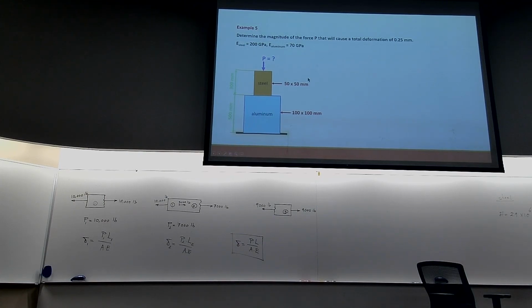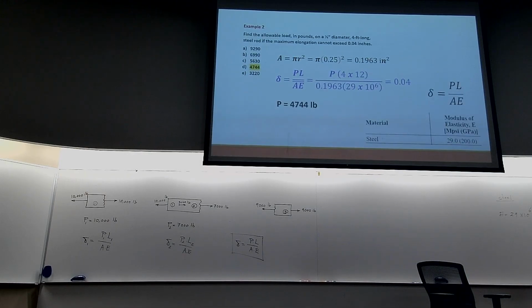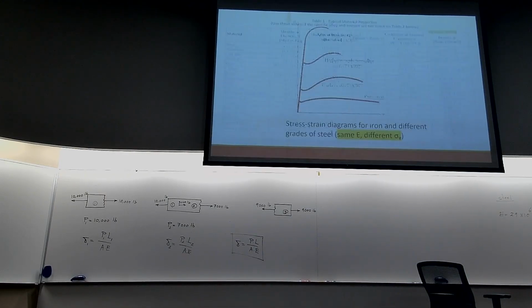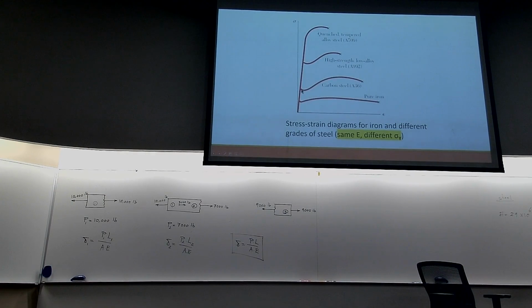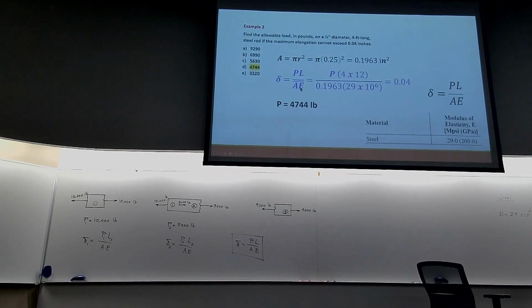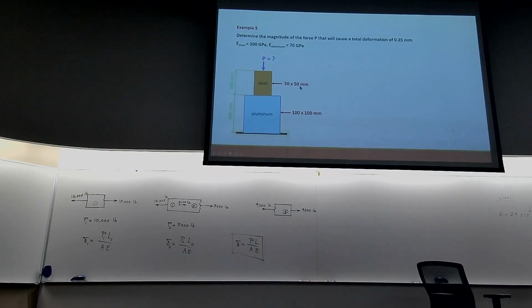So if we go back to our table, we have modulus of elasticity for steel 200 gigapascal, and for aluminum 70 gigapascal. So that's the source of these numbers. 200 gigapascal for steel, 70 for aluminum.